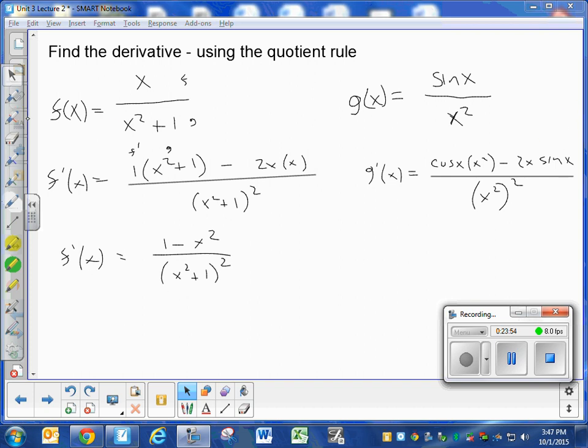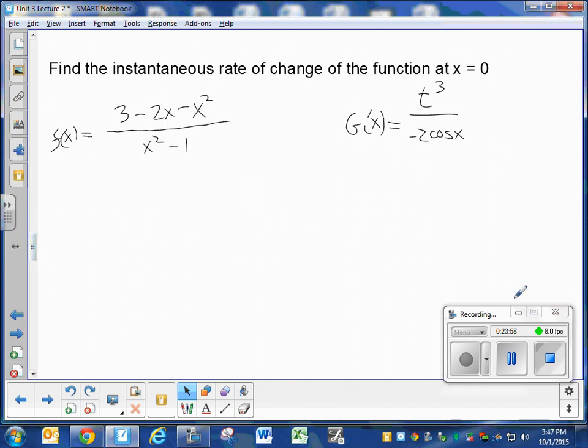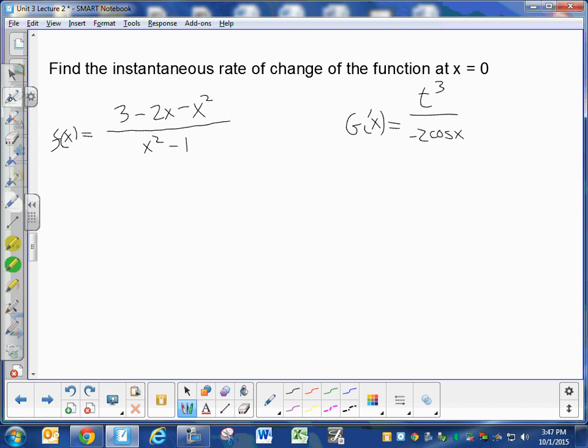All right, the 24th minute, let's begin doing some extra problems, okay? First problem, find the instantaneous rate of change of the function at x equals 0. So that's the slope of the tangent, that's the derivative at 0. Well, I could try to simplify this, but since I have this addition in the denominator, it won't do me any good. I will just have to use the quotient rule.